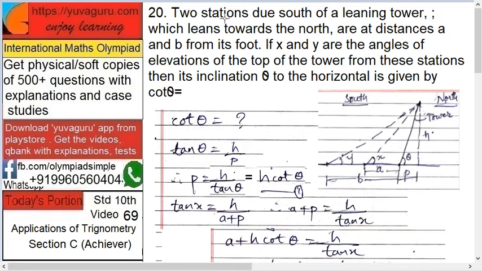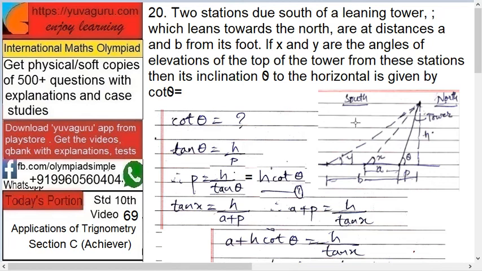Next, two stations due south of a leaning tower which leans towards north are at distances a and b from its foot. If x and y are the angles of elevation of the top of the tower from these stations, then its inclination theta to the horizontal is given by cot theta equals to... First understand the problem, the words are confusing.